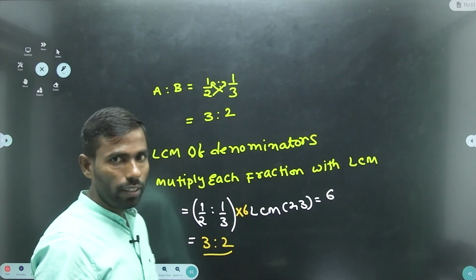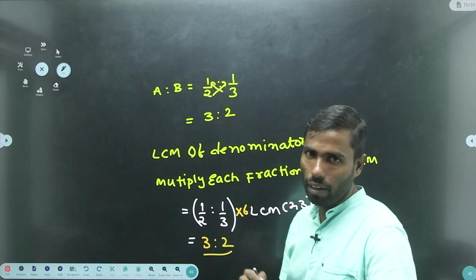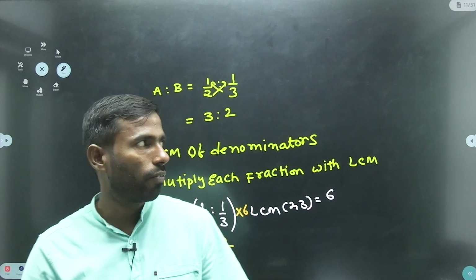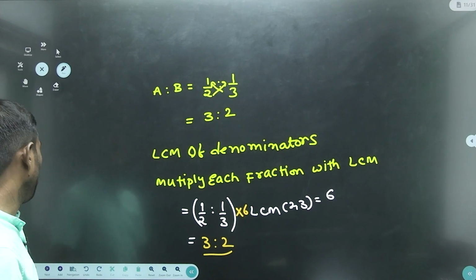So when two variables are there, just cross multiply, you get the answer directly. No need of taking the LCM. When 3 variables or 4 variables are there, the LCM method is useful. Okay, for that the LCM method is useful.